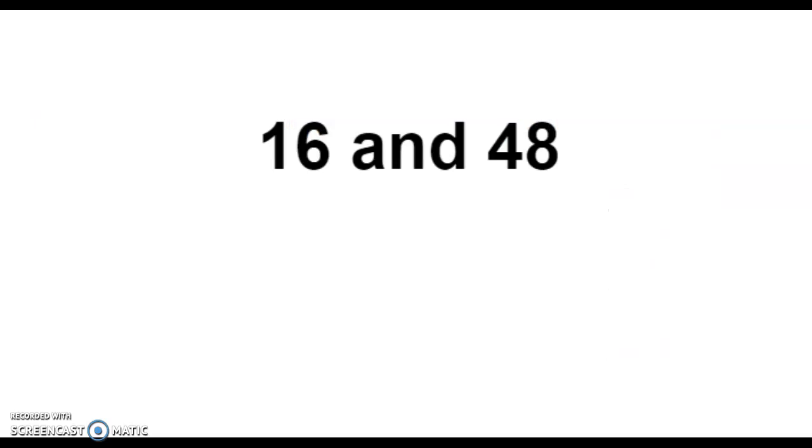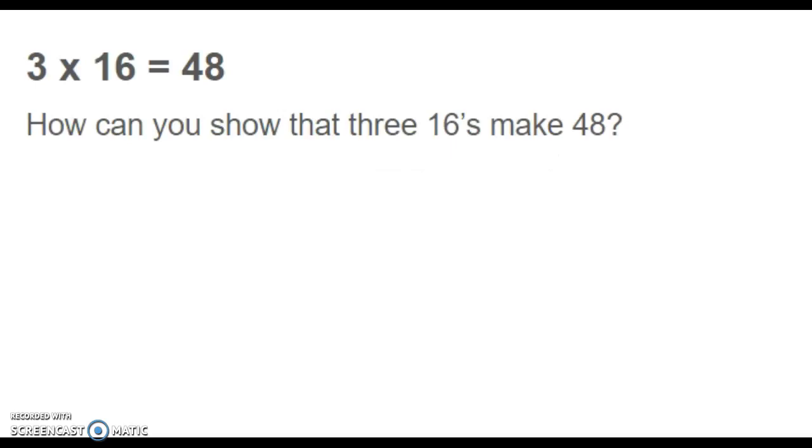So let's think about the numbers 16 and 48. Now, what can you tell me about the relationship between the 16 and 48? So I want to give you just a moment to think about what we can see as the relationship between 16 and 48. You may have thought, well, 3 times 16 is 48. So how can we show that 3 16s make 48?